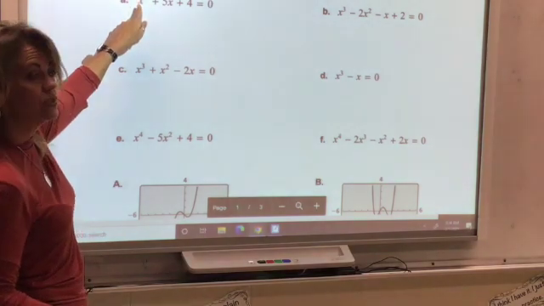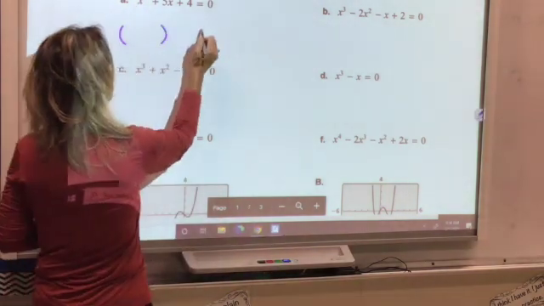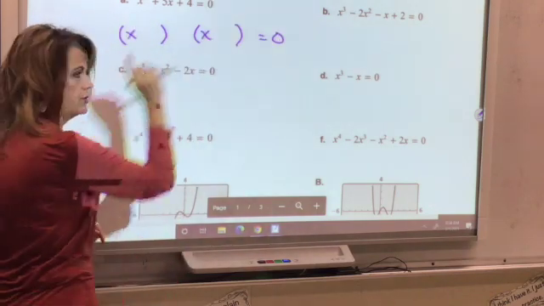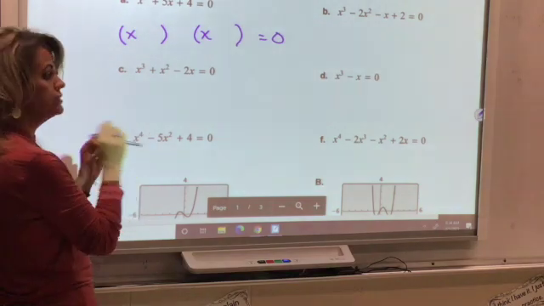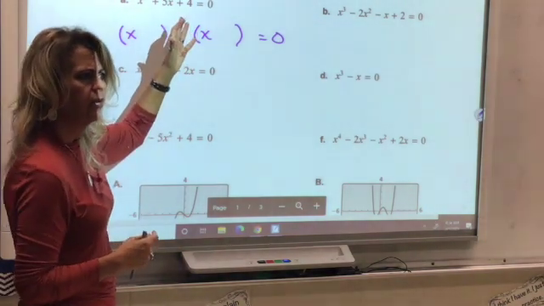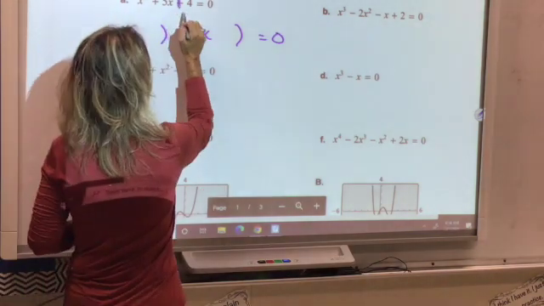My leading coefficient is what? 1. So I can try to put down my little parentheses. X goes in the front, yes or no? Yes. What's my product up here? Is it 4? It is 4. Very good. My product is 4.